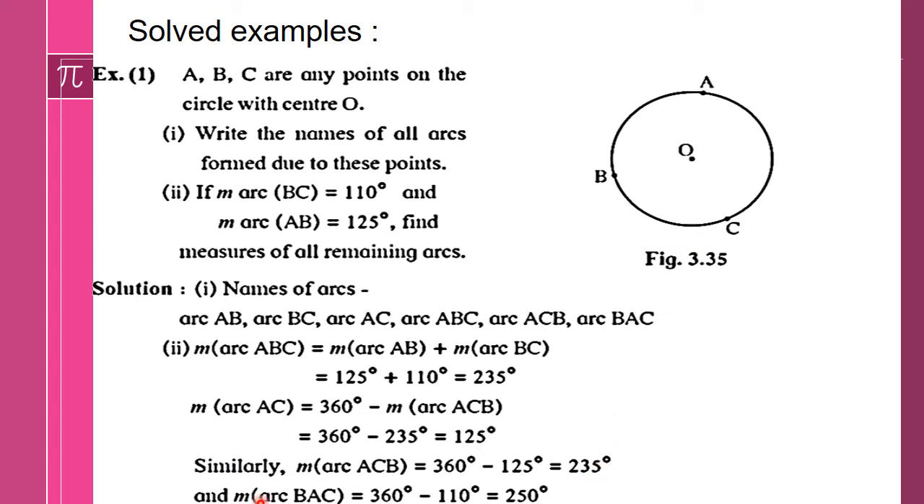Okay, next the measure of arc BAC. Here also, one way is to add the measure of arc BA, that is 125, plus AC, which is again 125. 125 plus 125 is 250 degrees. The other way you can do it is, from the full circle, subtract the measure of arc BC, that is 360 degrees minus 110 degrees, which gives 250 degrees again. So either way you do it, you get the same answer.